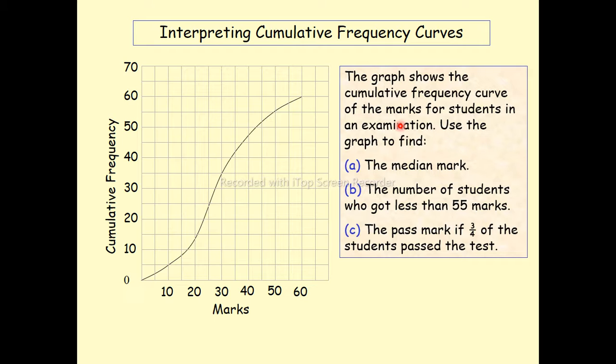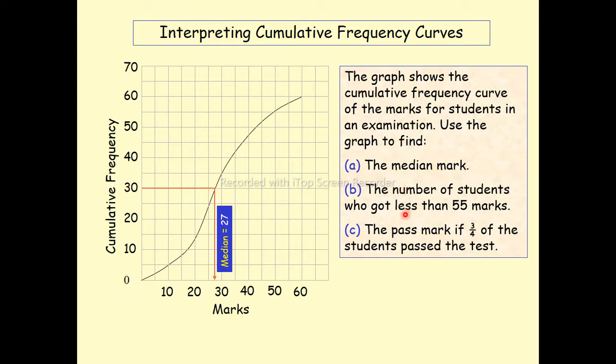The questions they're going to give you in the exam will be similar, and I can show you an exam where they gave us the cumulative frequency curve and asked the same sort of questions. So I like these questions. The first one is the median mark. Median mark is just going to be half of 60. That's 30, and that's going to be about 27. All right, good. That's the median.